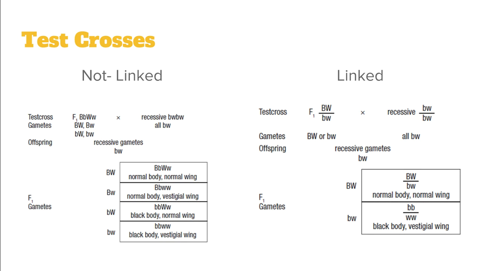So in a test cross where the alleles are not linked, we can see here that in our F1 gametes there is a wide variety of the gametes which can be produced. And then we can see in the linked how we are again reduced to either the dominant or the recessive type in the gametes that are produced, and therefore the type of offspring that we can produce from that.